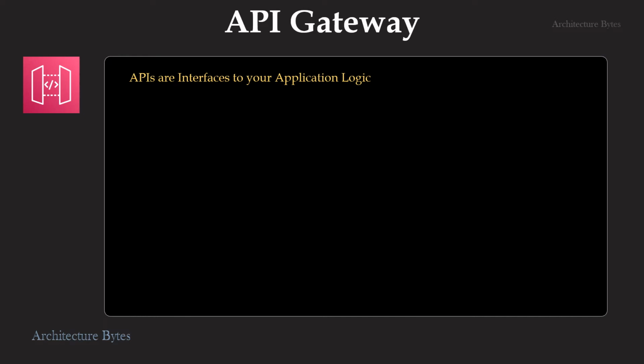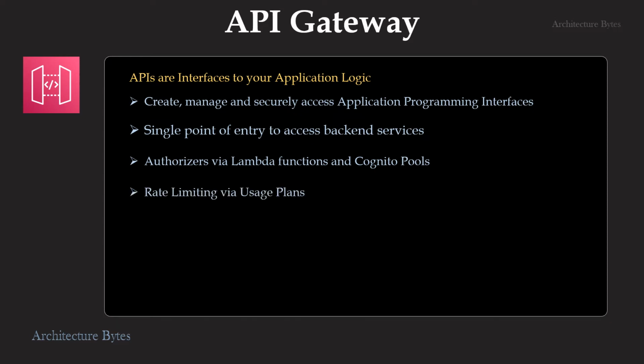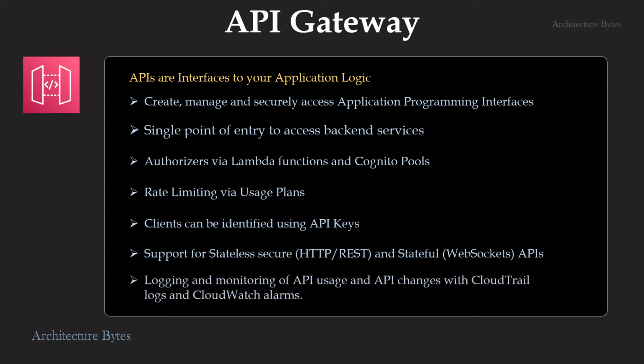What are APIs? APIs are interfaces to your application logic. API Gateway allows you to create, manage, and securely access your APIs. It provides a single point of entry to access backend services, supports authorizers via Lambda functions and Cognito pools, provides rate limiting via usage plans. Clients can be identified using API keys. It provides support for stateless secure HTTP REST APIs and stateful WebSocket APIs. In addition, logging and monitoring of API usage and API changes with CloudTrail logs and CloudWatch alarms.